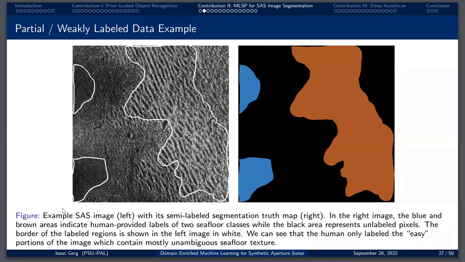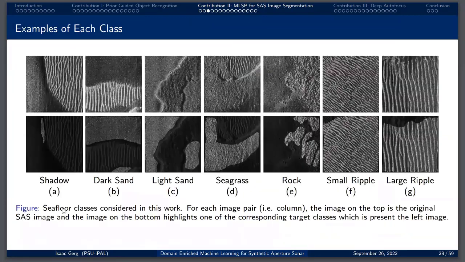So again, we don't have ground truth for these pixels in the black area here. We look over 7 different classes for the segmenter to evaluate. We have an acoustic shadow and dark sand class, light sand, seagrass, rock, and we also have a small and large ripple class. Some of these classes have acoustic scattering mechanisms which are aspect independent.